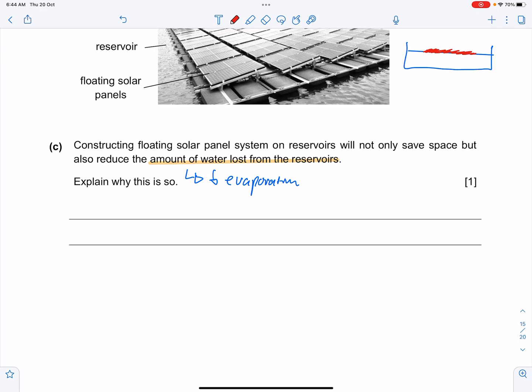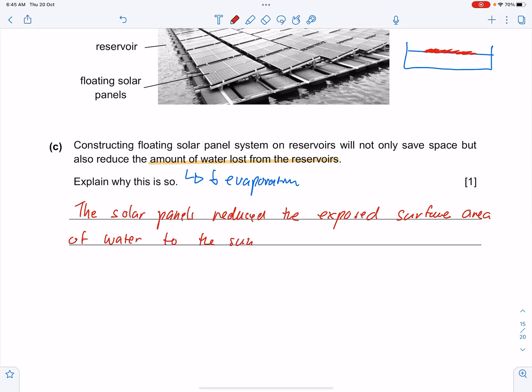Okay, so how can we say it? We say that the solar panels reduced the exposed surface area of water to the sun or heat, thus reducing the rate of evaporation of water. Okay.